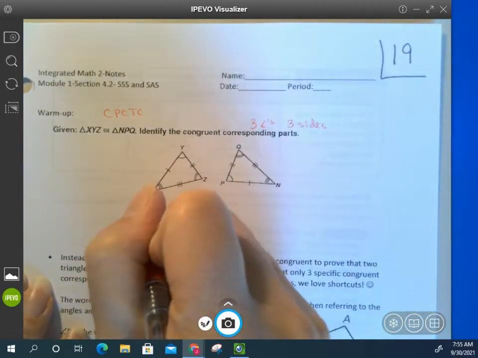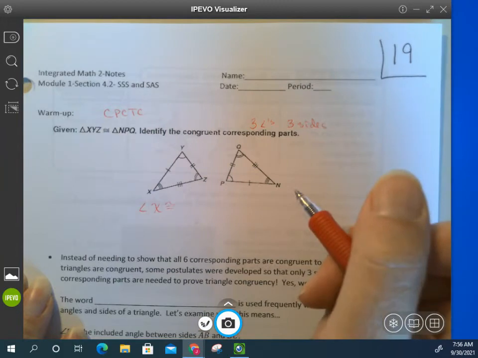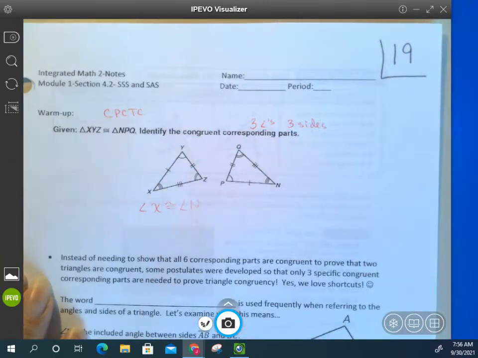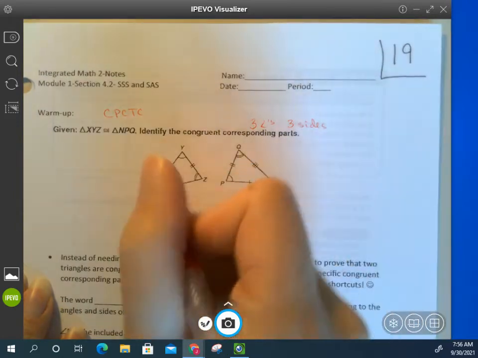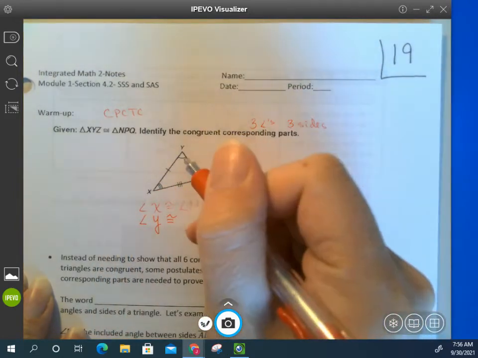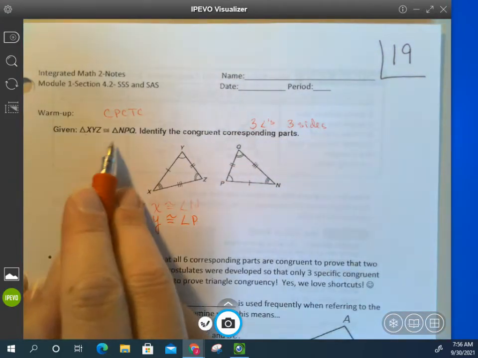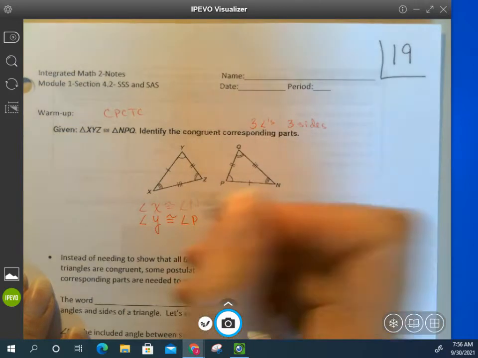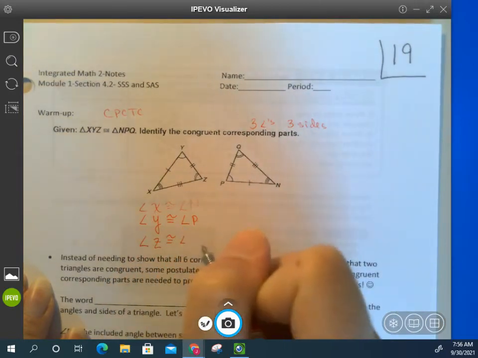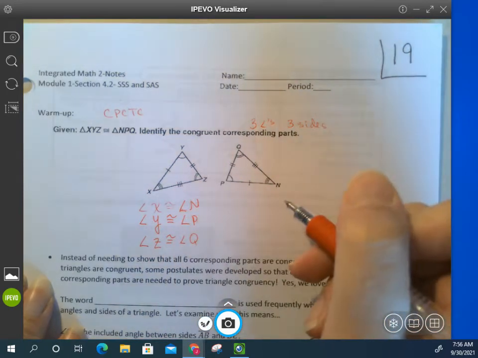So angles, well, angle X is congruent to angle N. And angle Y is congruent, there's one mark there and one mark there, to angle P. But it could also pair up the X and N and the Y and P. And then angle Z is congruent to angle Q. All right, so there's my angle congruent statements.